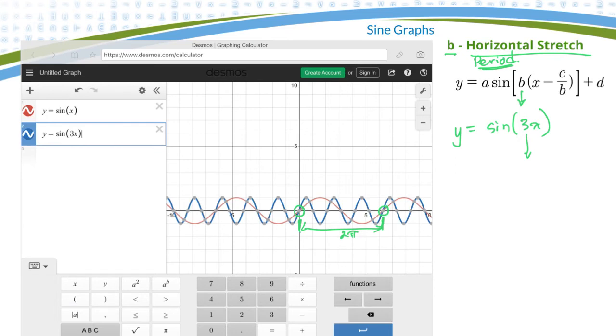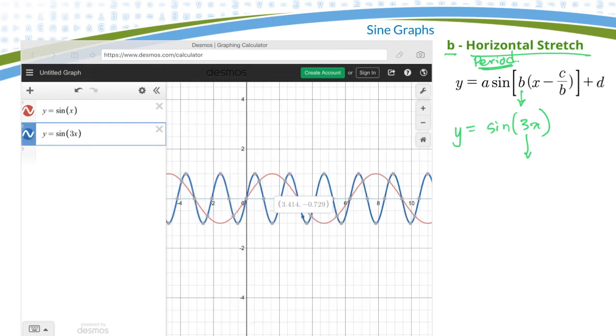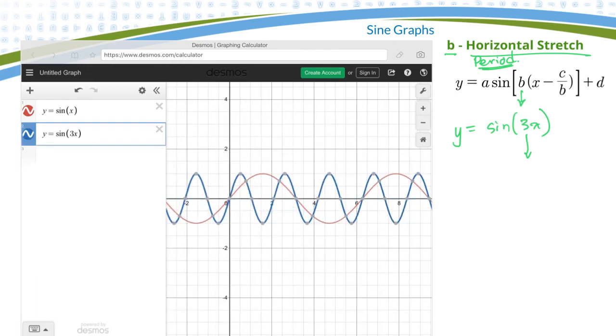Let me erase my chicken scratch here. So the red one, let me make this a little bit bigger. Maybe I'll stretch it this way a little bit. Okay, so take a look at the red graph and how long it takes for it to repeat. I start here, it goes up, down, right there, it starts over again. So that's a period, and the period there is 2 pi. That's how long it takes to repeat.